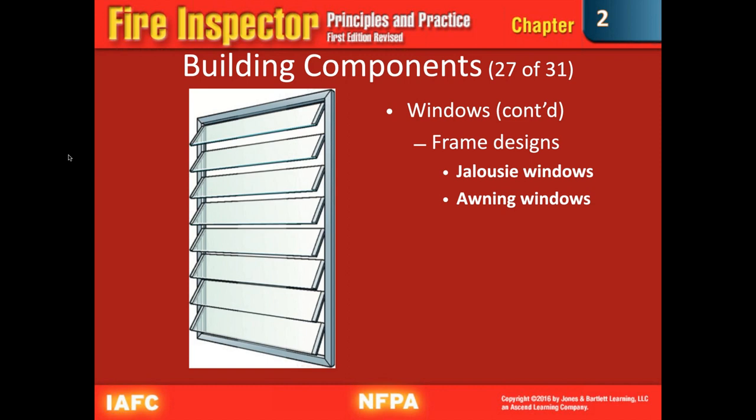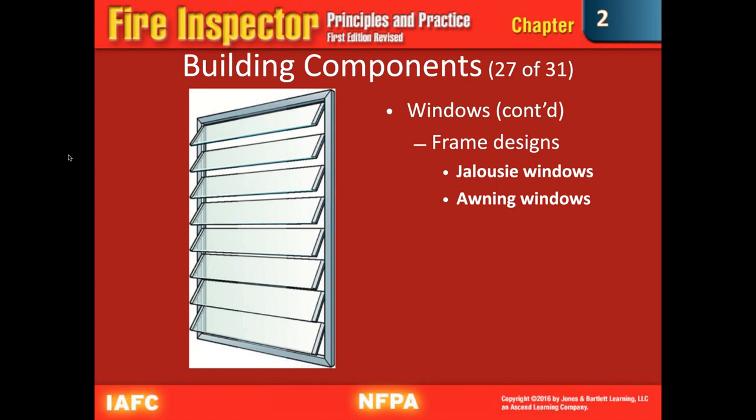So some different window frame designs, double hung windows. These are two movable sashes that move up and down. Depending on the window, the top one may be the only one that moves. Sometimes it is both, just depends. You have single hung windows. They're like double hung, but only the lower sash moves, like I was saying.